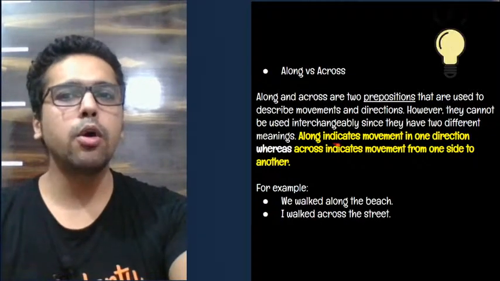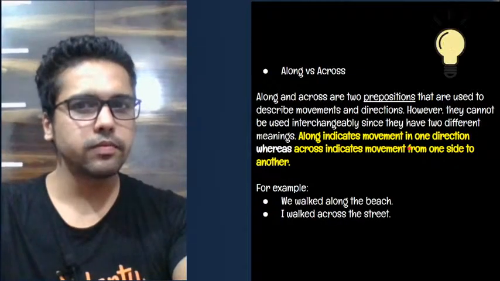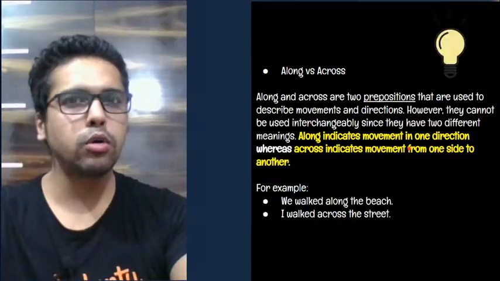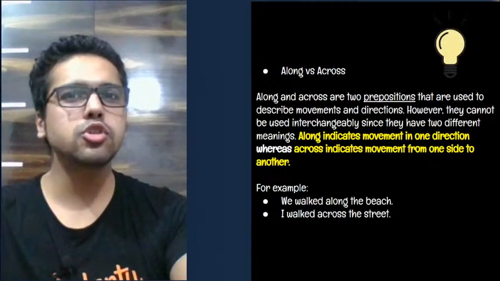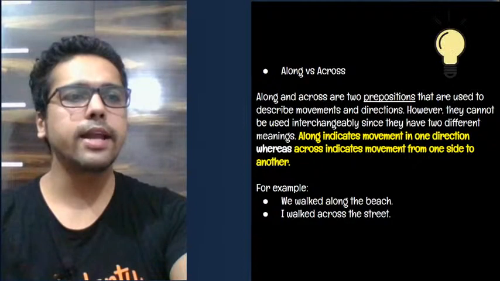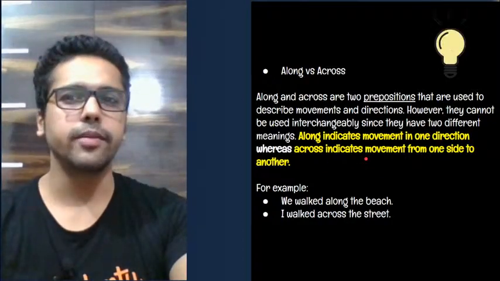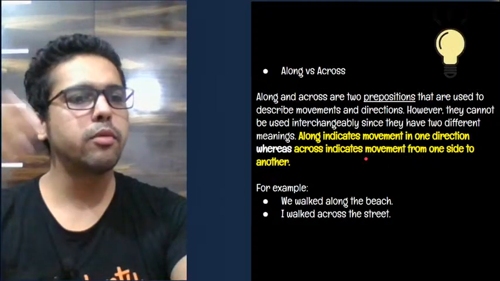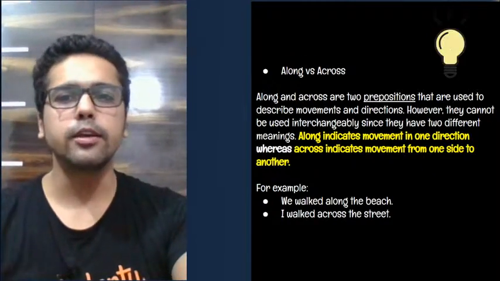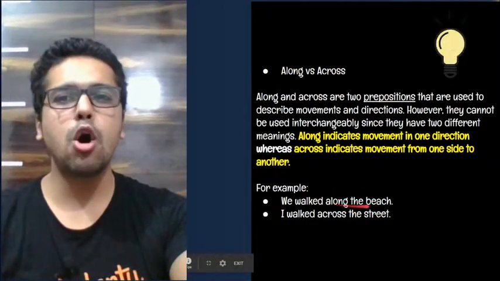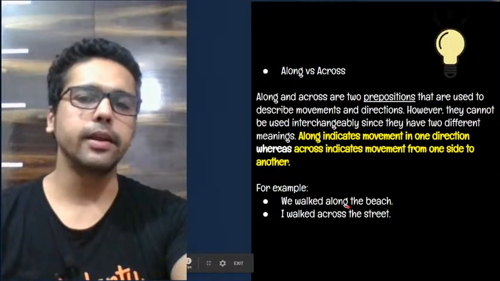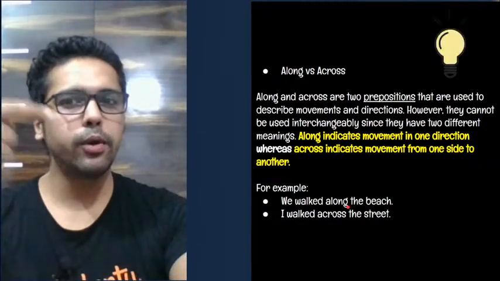Look at this here. Along indicates movement in one direction, like you're walking along the road, along the beach, along the seashore. So that is in one direction. Across indicates from one side to the other side. So from point A to point B. So look at this here. We walked along the beach. That is one meaning. That means parallelly on one side.